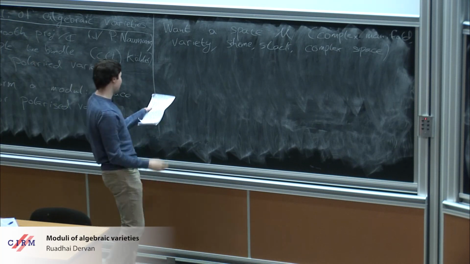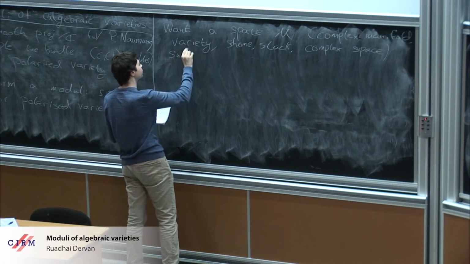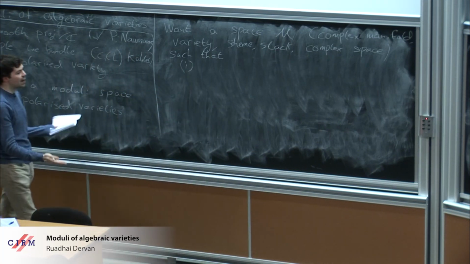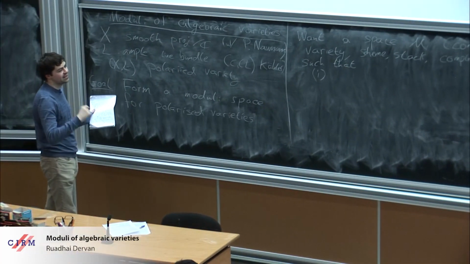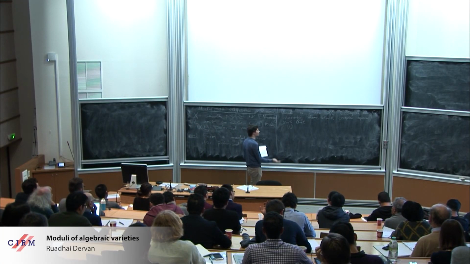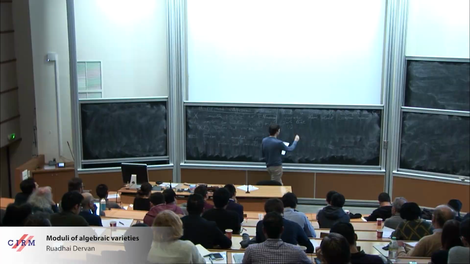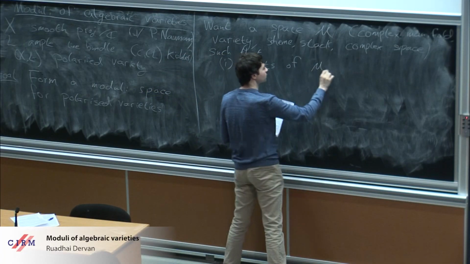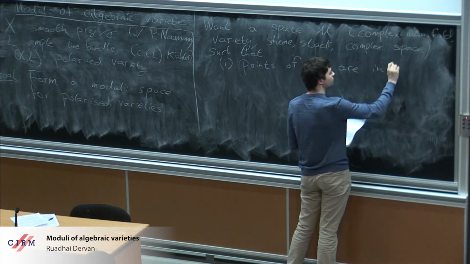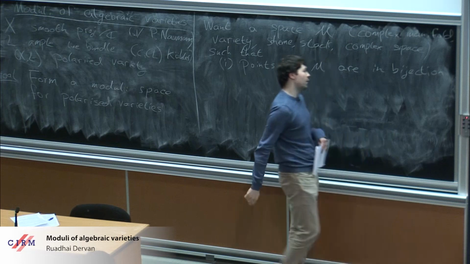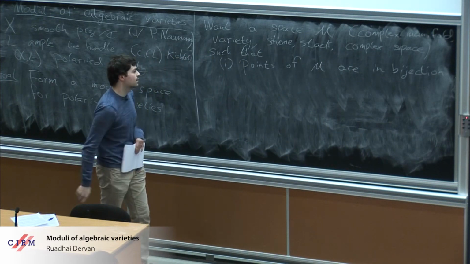Okay, so we want a space M such that, first of all, it should be a parameter space for polarized varieties. So the points of the space M should be in bijection with polarized varieties. So every point gives you a polarized variety, and every polarized variety is a point in this space.